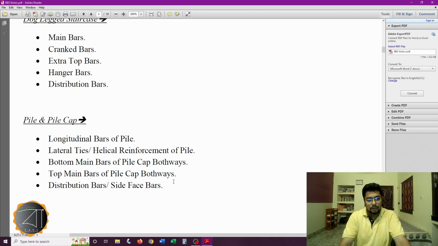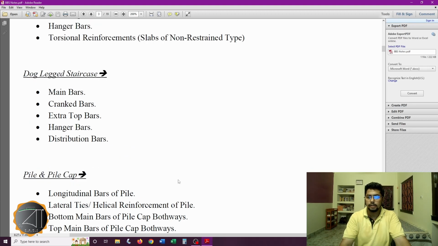Next is the pile and pile cap. In the pile, longitudinal bars, lateral ties and helical reinforcement, whichever is applicable, will be used. It is just the same as the column, because a pile is nothing but a slender column or a very long column. Then for the pile cap, the bottom main bars running both ways, top main bars running both ways, and distribution bars or side face bars will be provided as per the detailing sheet.